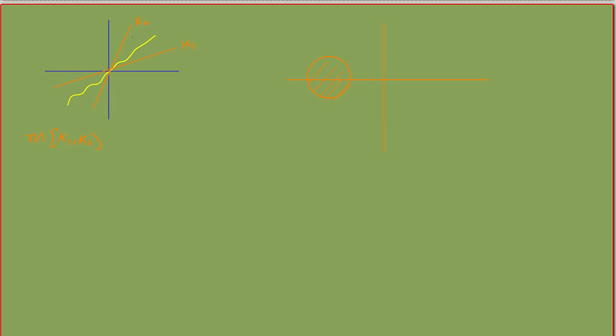This is minus 1 by K2 and this is minus 1 by K1. Now if I try to push this K2 to this infinite line, the blue line, what happens is that the circle goes on increasing and it would finally reach this point. Then this becomes a forbidden region.